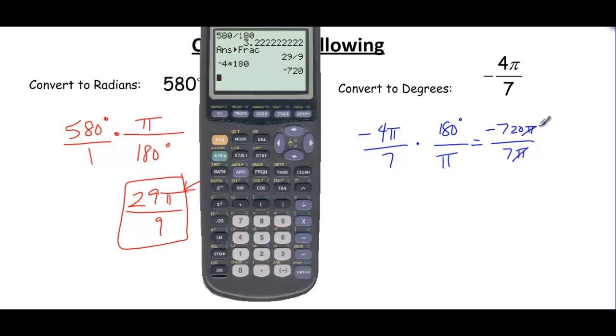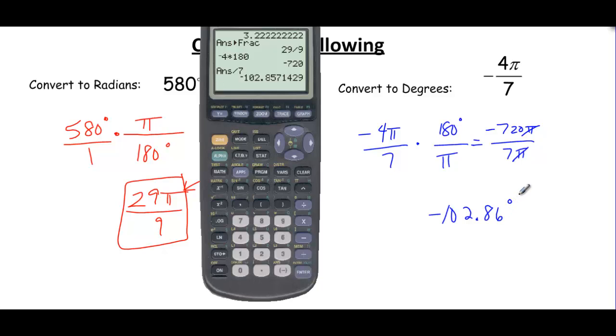The pi's reduce, and I'm just going to take negative 720 divided by 7, and that gives me negative 102 point, and we're going to do two decimal places, 86 degrees. It's very typical for a radian to be left as a fraction answer, and for a degree to be left as a decimal.